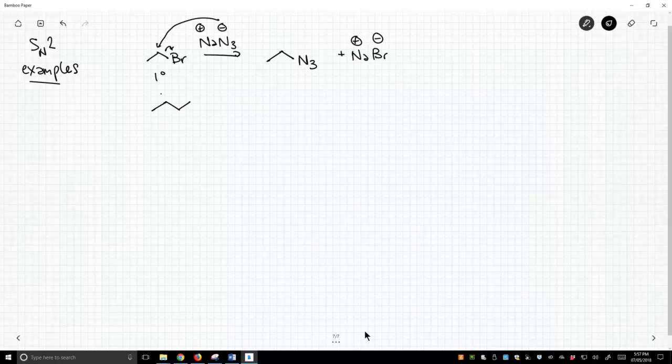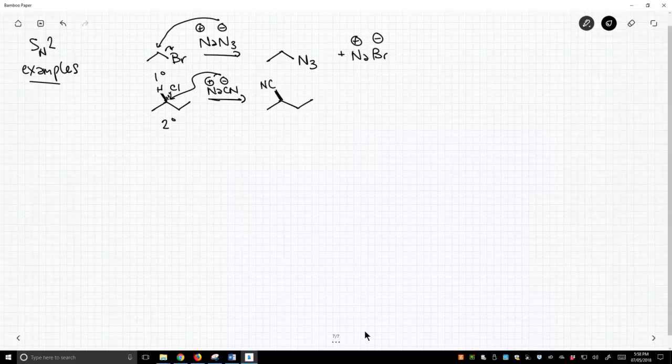Now let's look at chlorobutane. This is a secondary halide, so it's a little bit hindered. So we're going to need one of our good nucleophiles, and we have that with sodium cyanide. Cyanide is going to attack. It attacks from the back face of this carbon-halogen bond. Therefore, we're going to get inversion of stereochemistry.